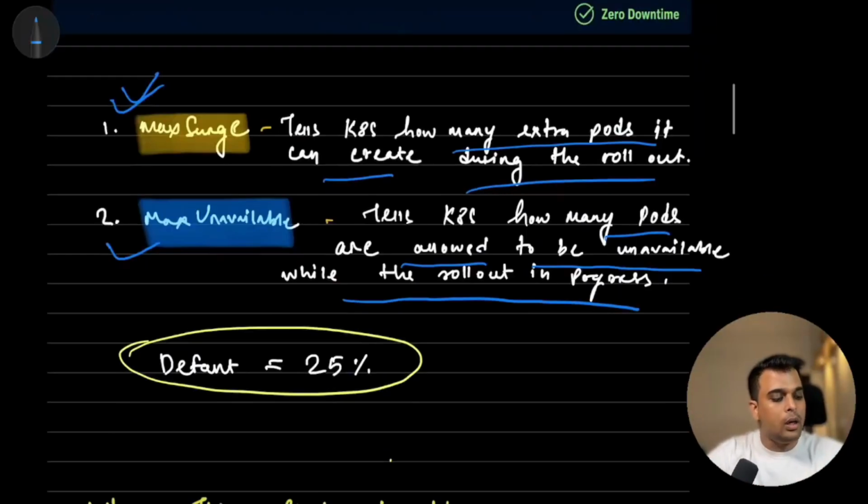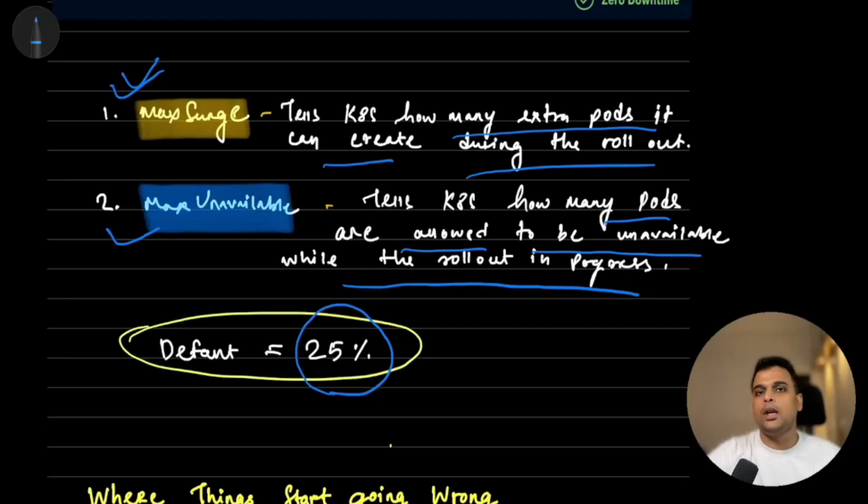By default, the setting is 25%. What does it mean? If you have 4 replicas running within your Kubernetes cluster, Kubernetes can create one extra pod and allow one pod to be unavailable during the rollout. For most applications, this default works just fine. There is very little chance of having a problem. But there are situations where these settings can actually become the reason your deployment causes downtime. We will come back to that in a few moments.